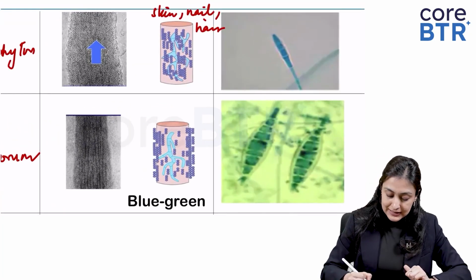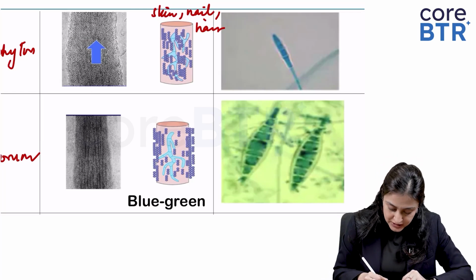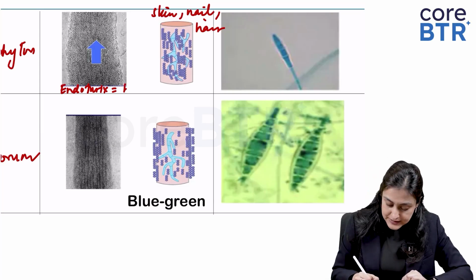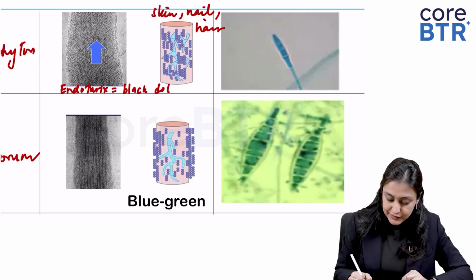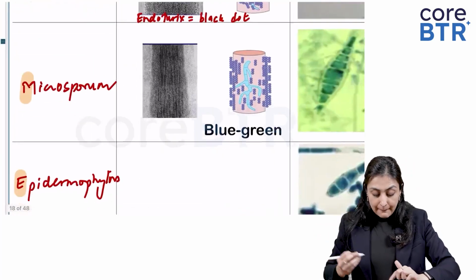You can see that these conidia are within the hair shaft. So this is what is endothrix. Because the inner part of the hair shaft is affected, this is what will result in a black dot appearance. So this is endothrix or black dot.